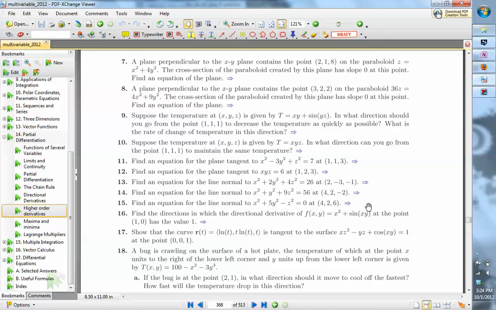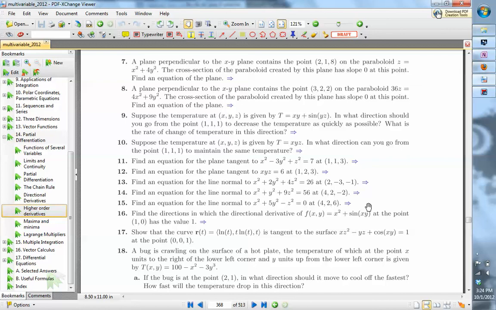To find a tangent plane, what do I need? To find any plane, what do I need? A normal vector and a point. I've got the point, I hope. You plug in 1, 1, 3, hopefully you get 7. I need a normal vector.